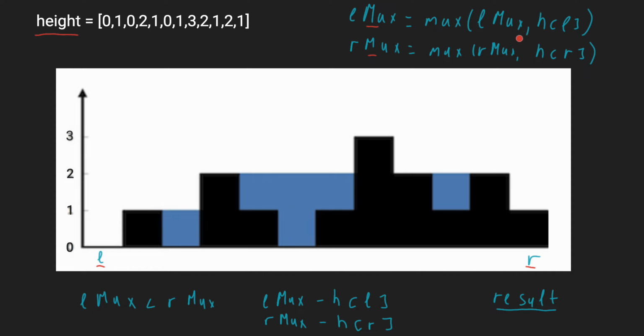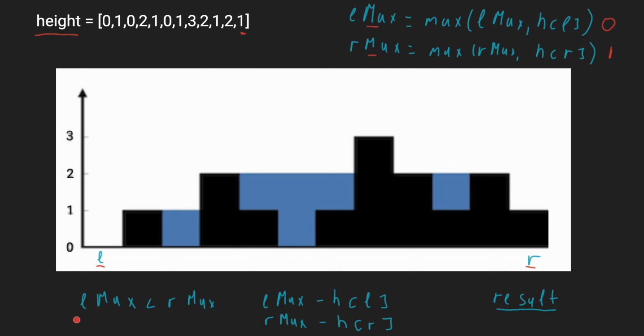When we start, at each point we are choosing between the Lmax and the current height of the value. For example, at this position the Lmax equals 0, and the height at the left position is also 0, so we set this value to 0. For the Rmax, the value is 0 and the height here is 1, so we choose 1, and our Rmax is 1.